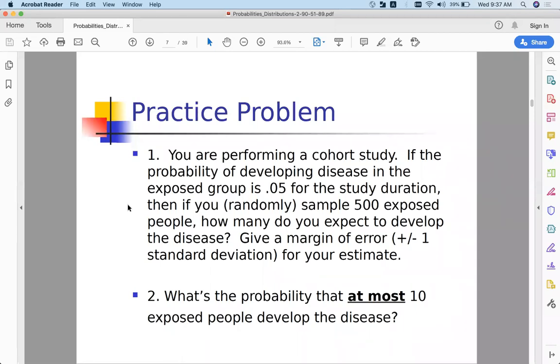If you are performing a cohort study, if the probability of developing disease in the exposed group is 0.05 for the study duration, then if you randomly sample 500 exposed people, now is it a binary outcome in case of disease? Can you guys tell me if the answer is yes or no? Yes, binary. Either you will have the disease or you will not have the disease. There is no half disease, that doesn't make sense, right? That is what they are trying to explain.